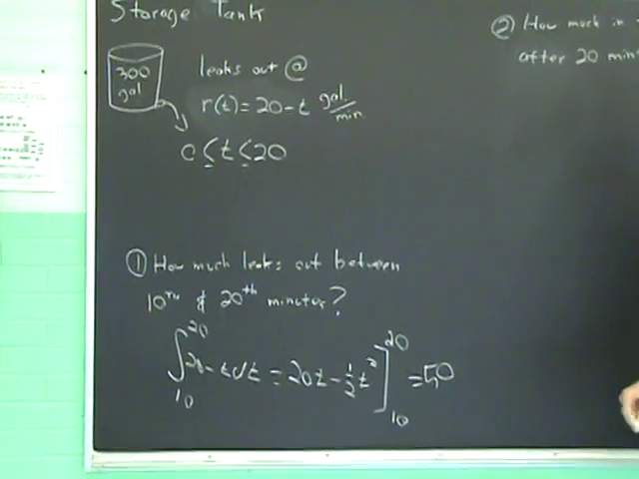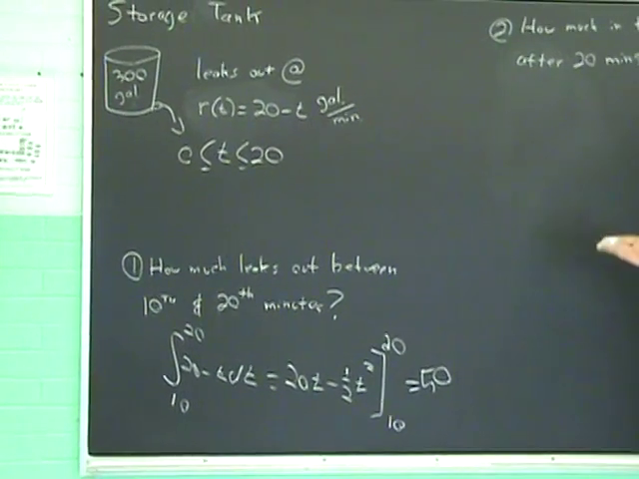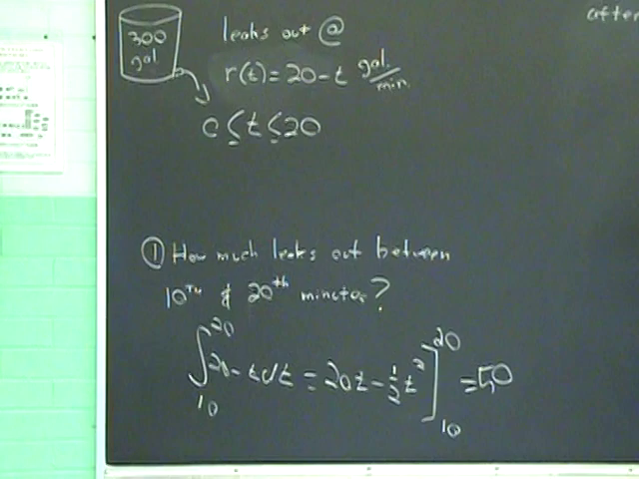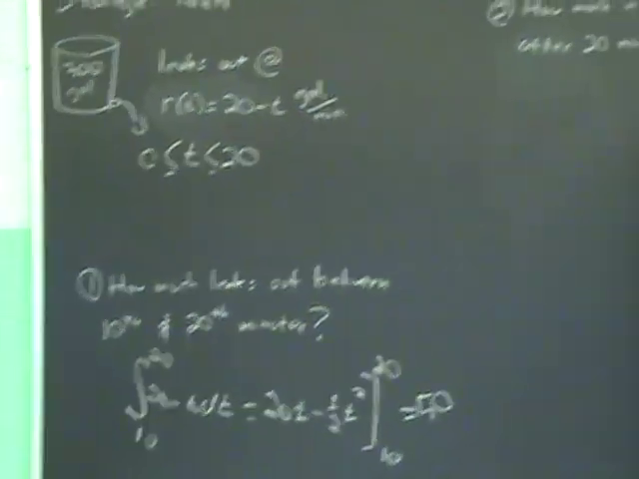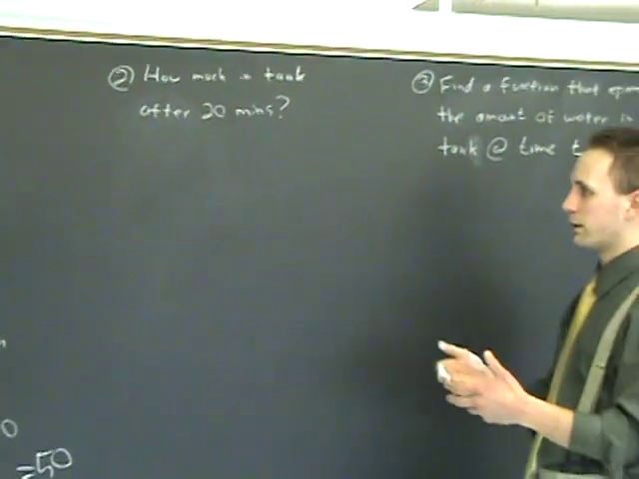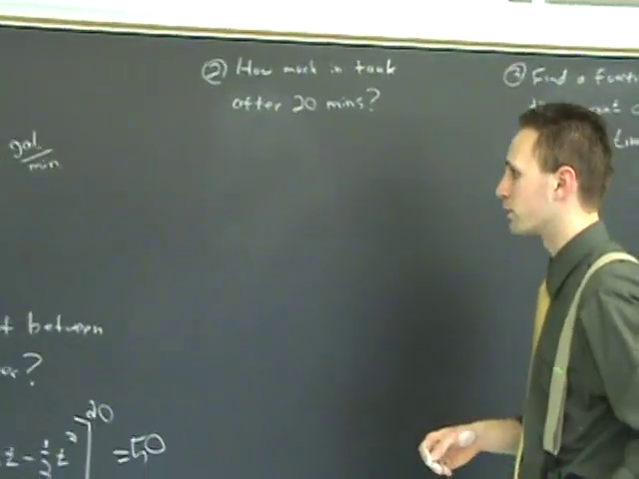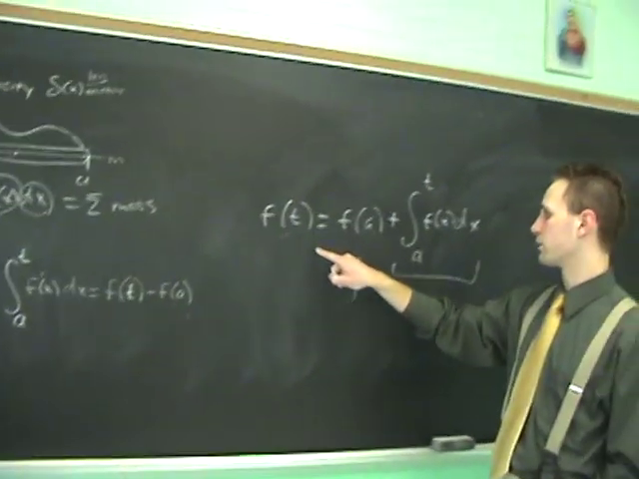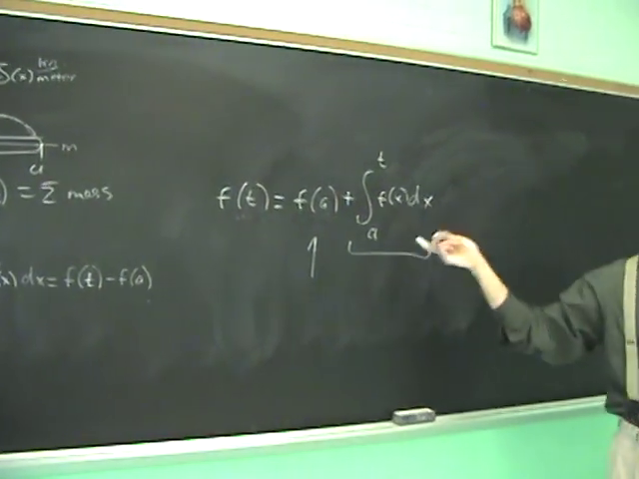So just interpreting this integral as the total number of gallons. Now, how much water is in the tank after the full 20 minutes? This is going to be like this over here. You want to come back over here, right? The total number of gallons is the initial plus the change.